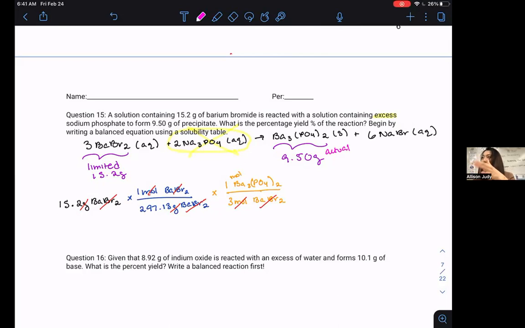And so I'm going to use the molar mass of barium phosphate, which is, for every 1 mole of barium phosphate, I have 601.93 grams of barium phosphate.